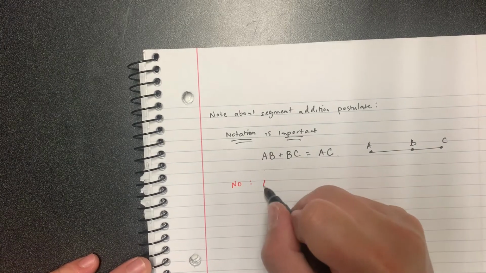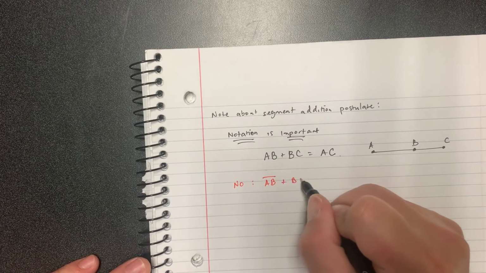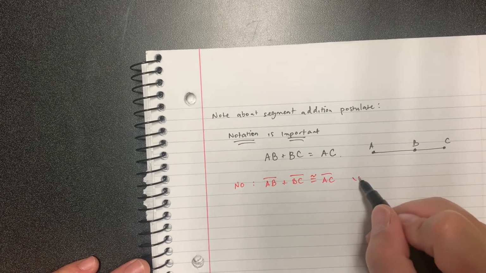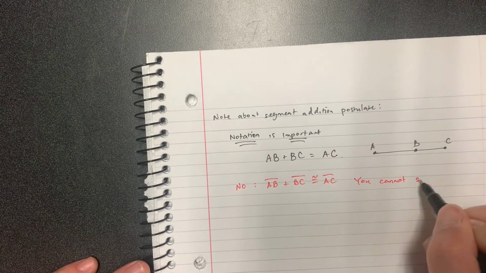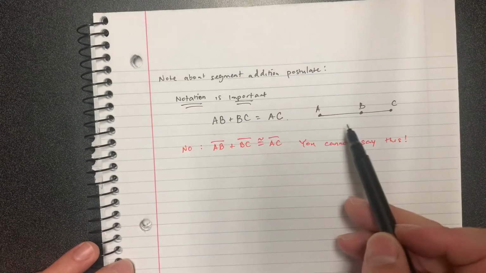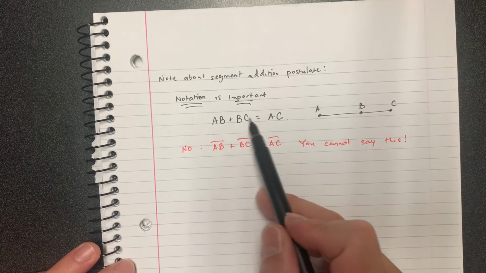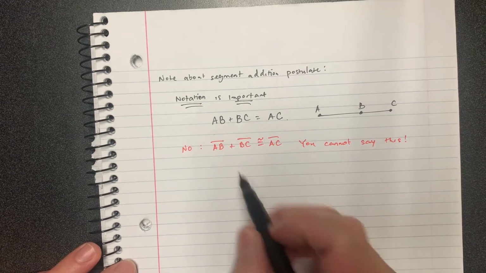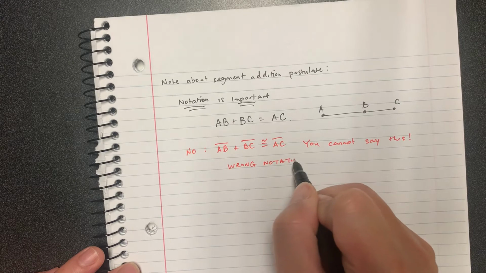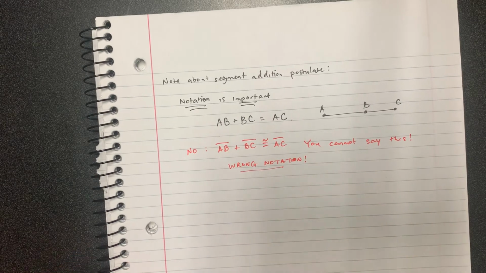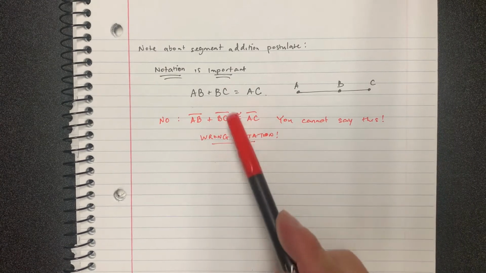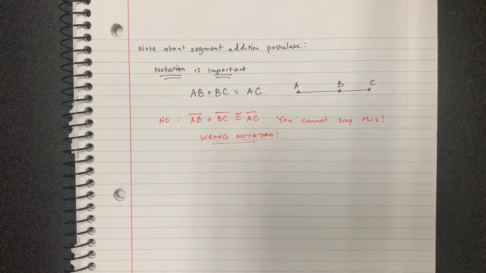So this is a big no-no. You cannot say segment AB plus segment BC is congruent to segment AC. You cannot say this. When it comes to measurements, the lengths, you always have to use this kind of notation and not this one. If you mark this, it will be wrong. As we go deeper into geometry, you'll see where the congruency symbols fit and where they don't.